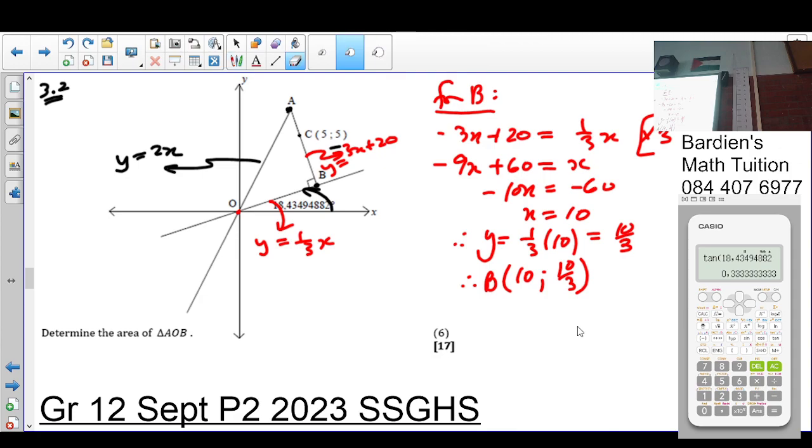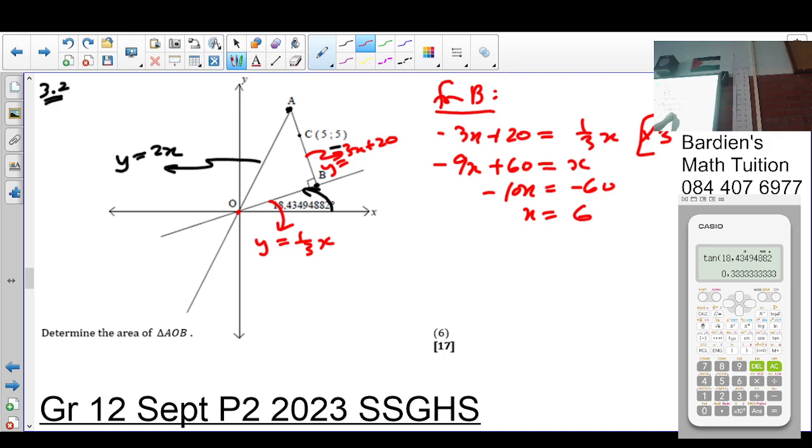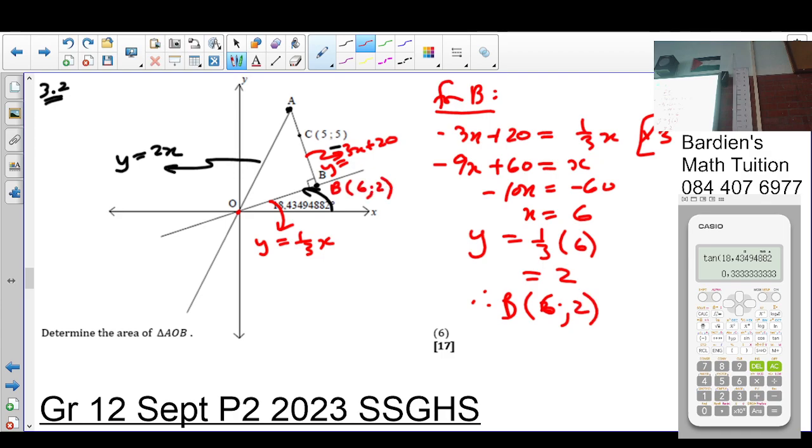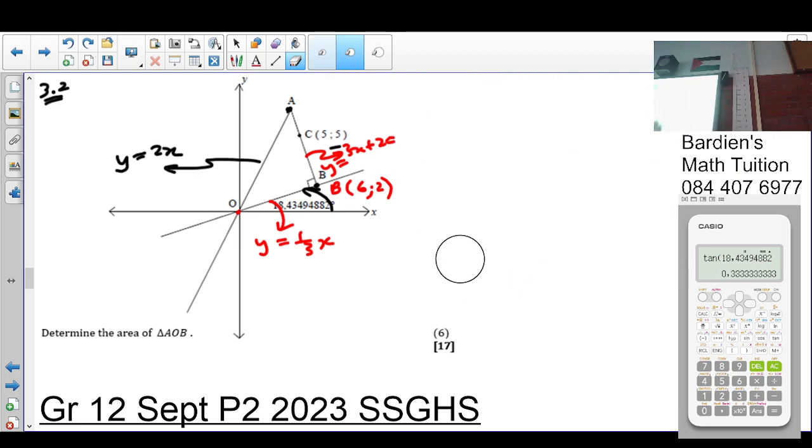That's a mistake. Why did you guys not stop me from making a mistake? It should be 6 and not 10. So y is equal to a third times 6, which is 2. Therefore, B is 6 and 2. That makes more sense, okay? And the nice thing about this analytical geometry is you can see if your sum is not making sense. You just need to check, okay, where did I go wrong, as I'm doing here. So you guys want to correct me.